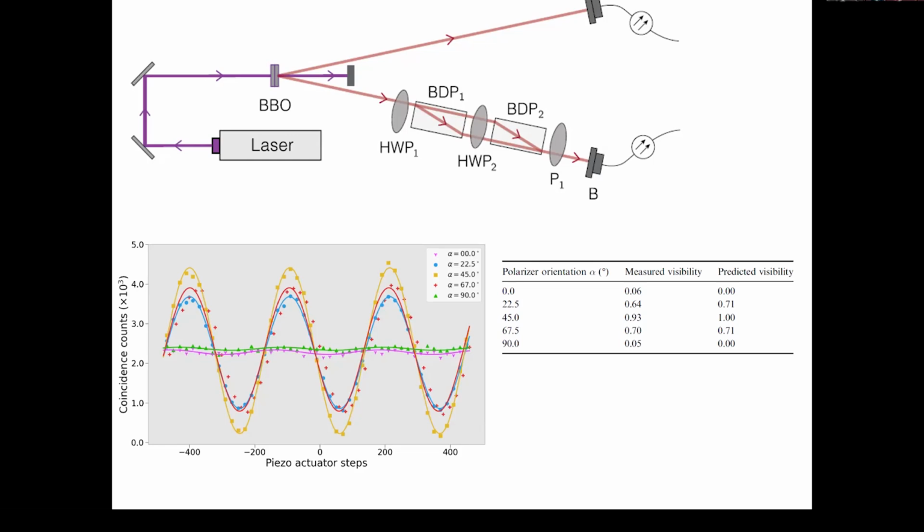Depending upon the polarizer angle, if my polarizer angle at this post-interferometer stage is at 45 degrees, I get the highest visibility. And if my polarizer is at 0 degrees or 90 degrees, I get no visibility. So this is quantum erasure with single photons. This is quantum erasure truly with single photons that could be achieved in the laboratory.